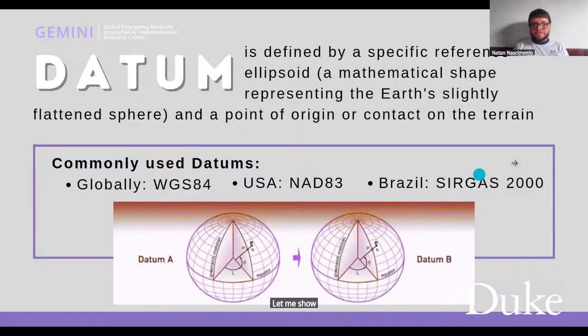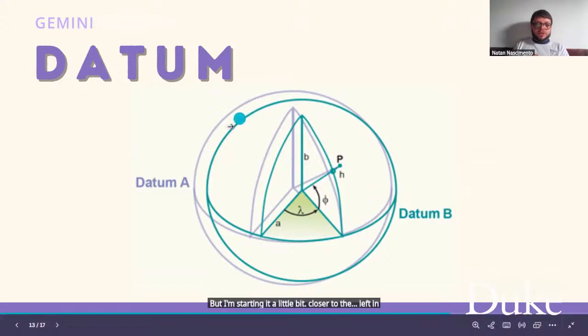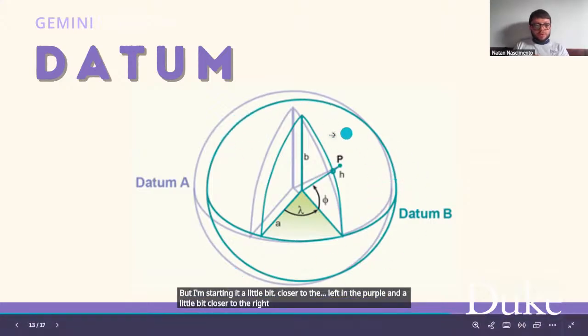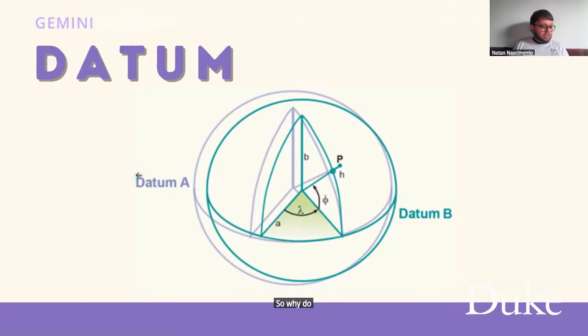Let me show you. So here we have two datums that are trying to pinpoint the same spot on Earth, but I'm starting a little bit closer to the left in the purple and a little bit closer to the right in the green one. So the starting point is different. So why do we use different ones for Brazil, United States, Tanzania? Because we want to start closer to the country that we're working with.